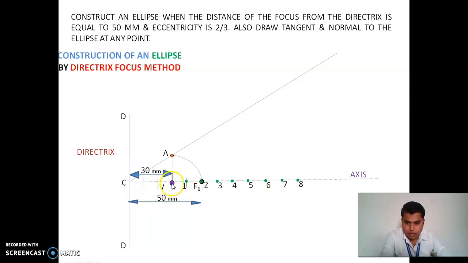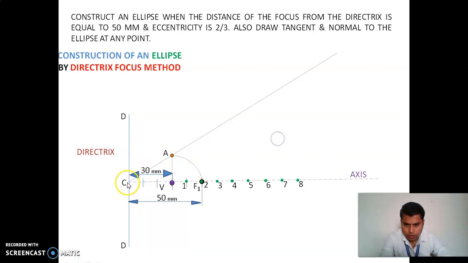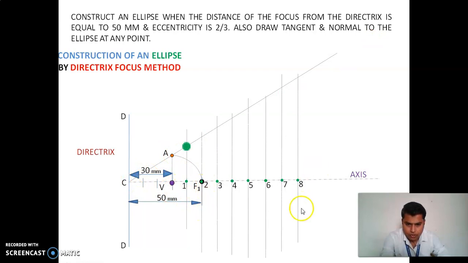So what we have done: we have taken V as a center, V2F1 as a radius, and drawn an arc. Then from point V, a vertical line that we have drawn intersected at point A. Then we have extended this CA. Next we have divided or plotted a number of equal points, 1 to 8. So draw a vertical line from all the points, so that will intersect the extension of CA somewhere, and those give you points 1 dash to 8 dash.